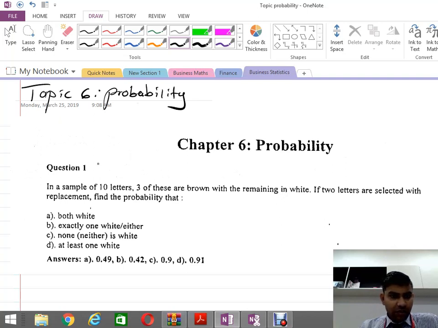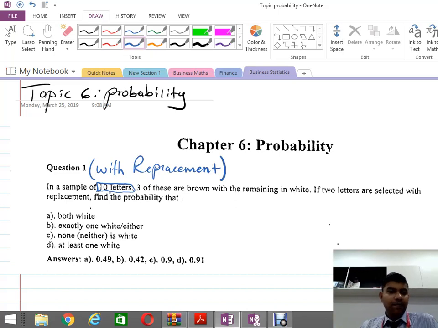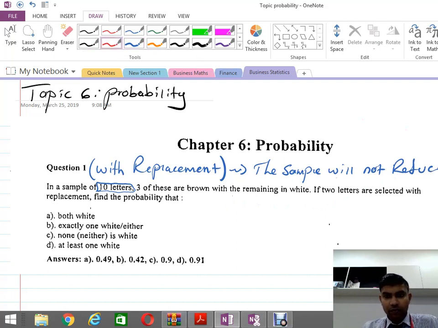If you look at the first question, it is basically with replacement. So what is meant by with replacement? That means, for example, in a sample of 10 letters, when you take out a letter from these 10 letters, it will still remain as 10 letters because it will be replaced. If you take out one, it will be replaced again, so it will remain 10, it won't reduce. So with replacement means the sample will not reduce. That is the idea here.